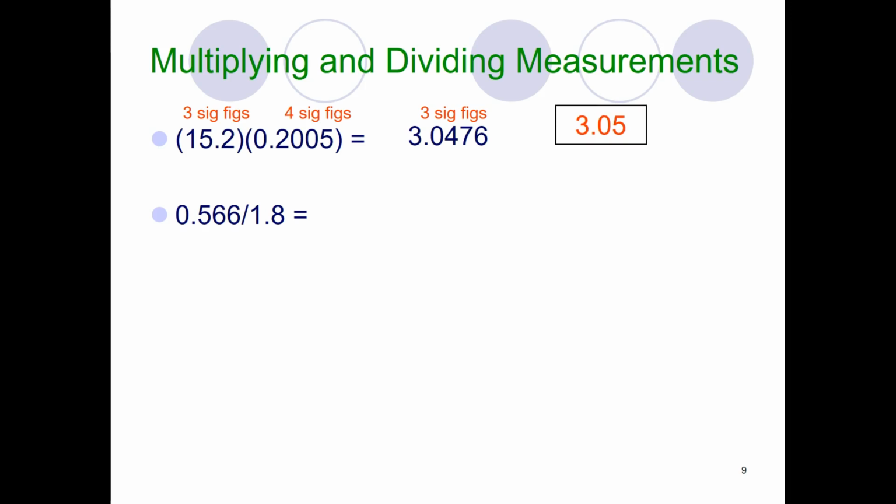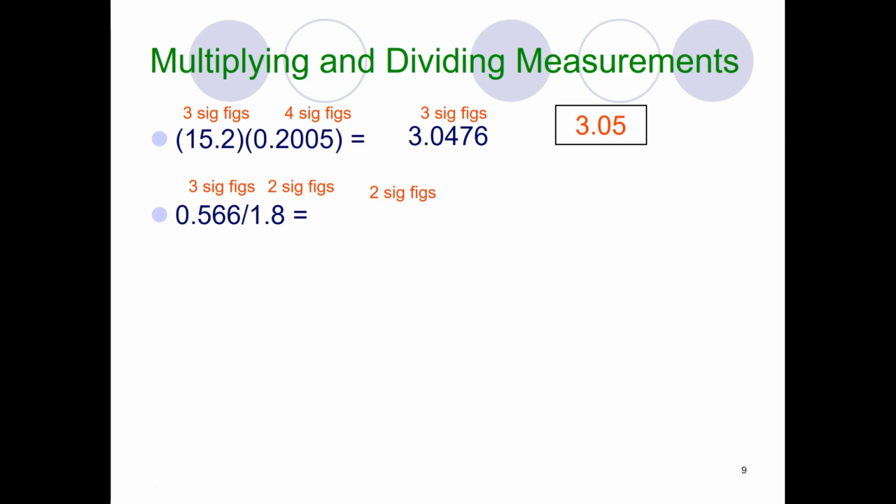Now we're going to do one that's division. It doesn't change how it works, it just changes which buttons you push in your calculator. So 0.566 divided by 1.8. So 0.566 has 3 significant figures. The 0 to the left is not significant. 1.8 has 2 significant figures. So what do you think? How many significant figures should our answer have? Well, 2. 3 versus 2, it's the smaller number, so 2.